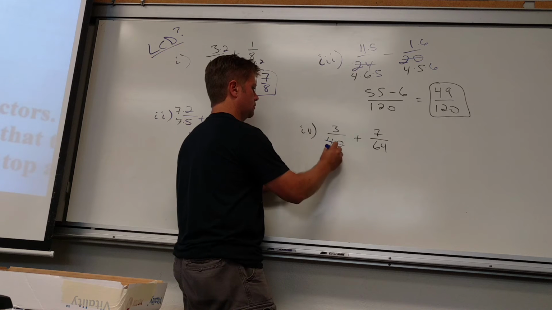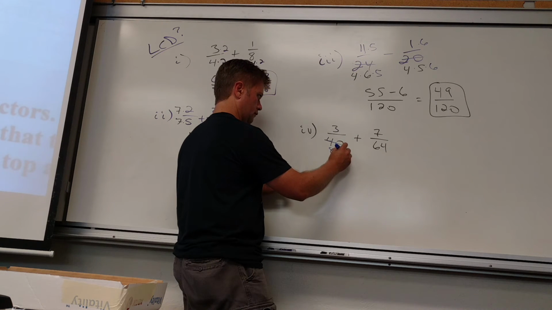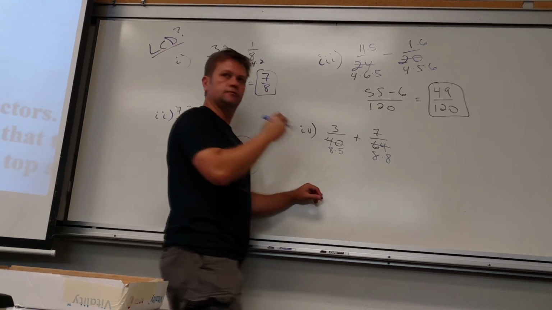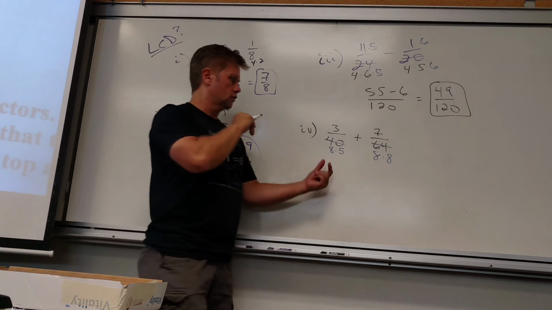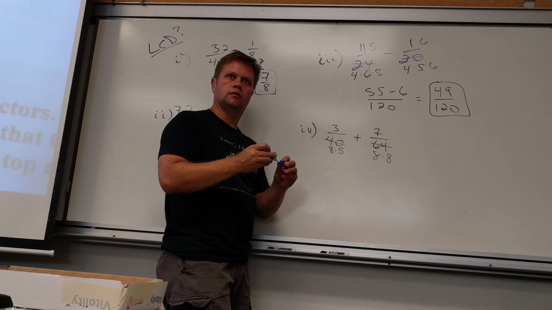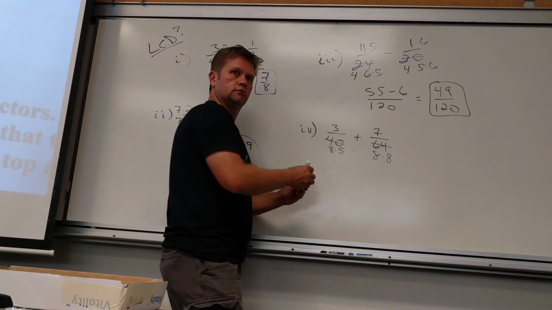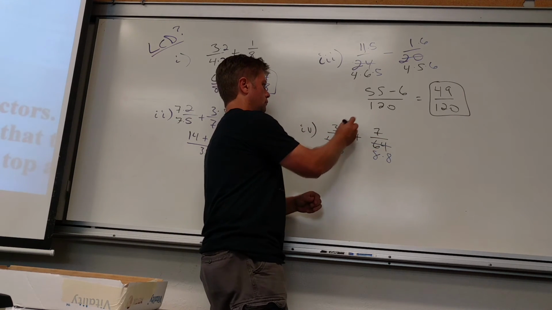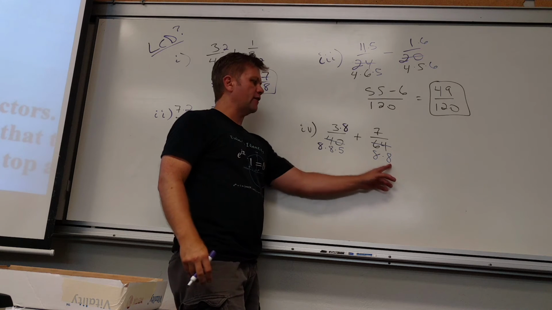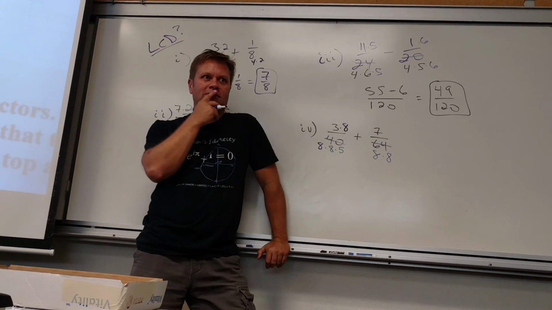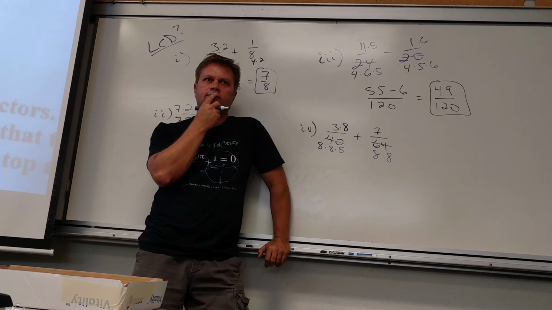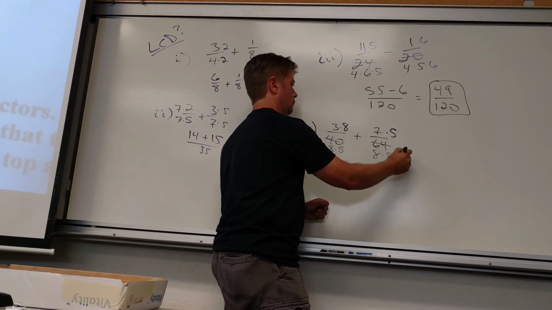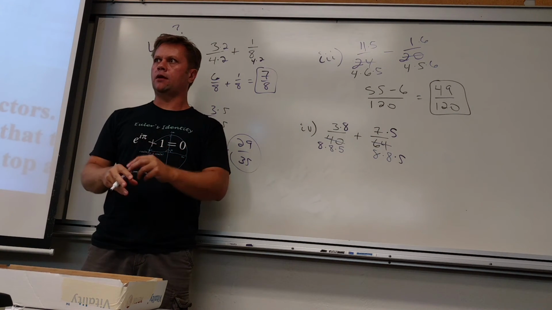So 40 is 8 times 5. 64 is 8 times 8. What's this first guy missing that he's got? Another 8. He's only got one 8, and the other has two 8s. The other has 5, and I don't have any 5. Slow down. So this guy's missing 5. Now they both have the same denominator.